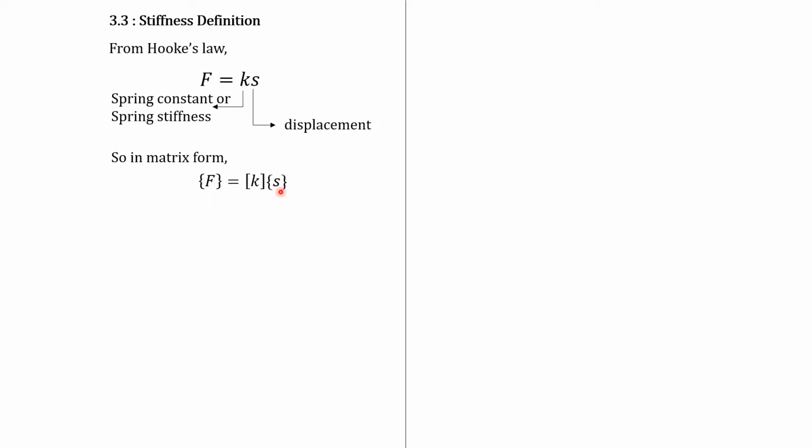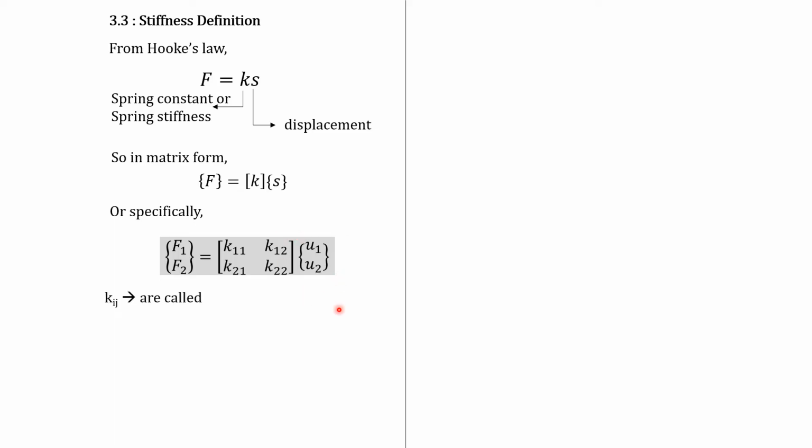Replacing S by U, which represents the global displacements, and F here is a vector of forces, we have F1 and F2 equals K11, K12, K21, K22 times U1, U2. So Kij are called stiffness influence coefficients.